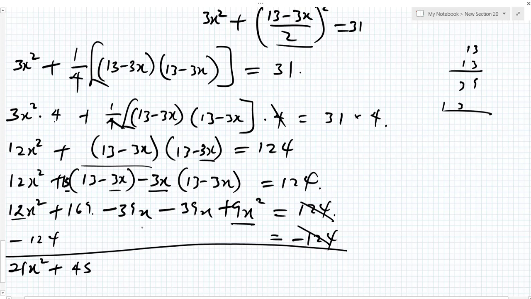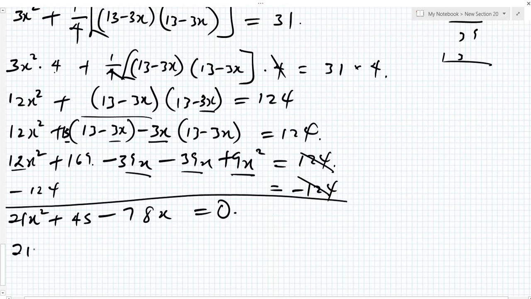If we add this and this, minus 39x minus 39x, it will give us minus 78x. So plus 0. Now we'll have 21x squared minus 78x plus 45 plus 0.